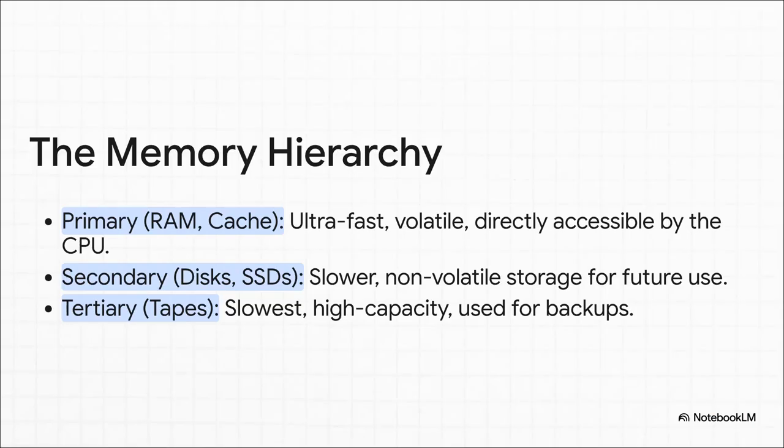See, data doesn't all live in the same type of house. It's a hierarchy. You've got the super fast, super expensive penthouse suite, that's RAM, for data that's needed right now. Then you have the main apartments, your SSDs, for everyday storage. And finally, you have this deep, slow, but massive archive in the basement. That's tapes, for backups. The system is constantly moving data between these levels to perfectly balance speed, cost, and capacity.